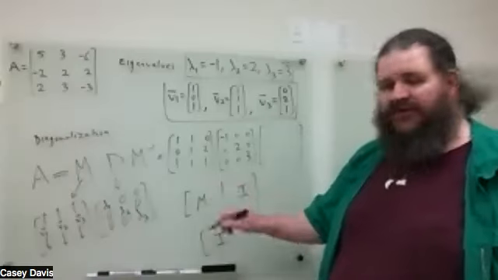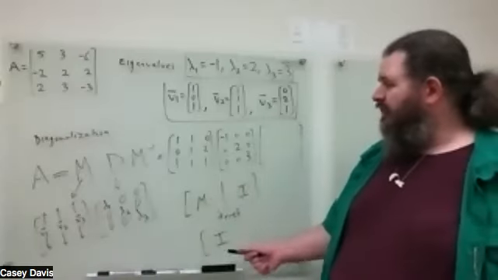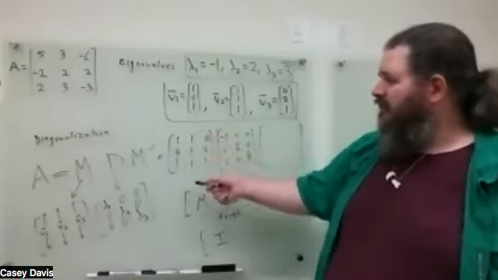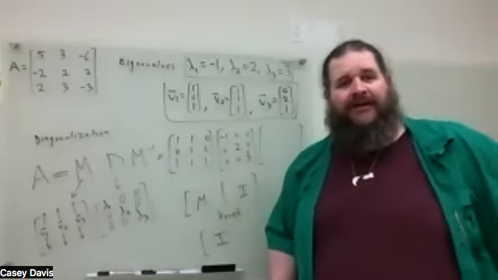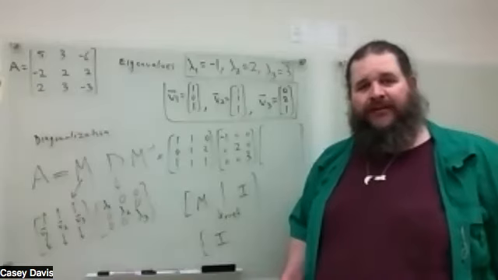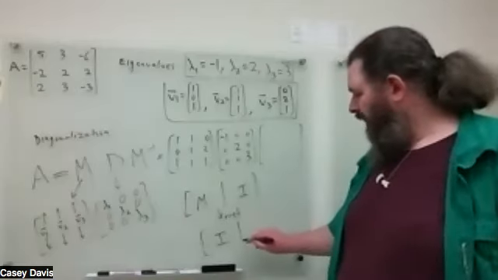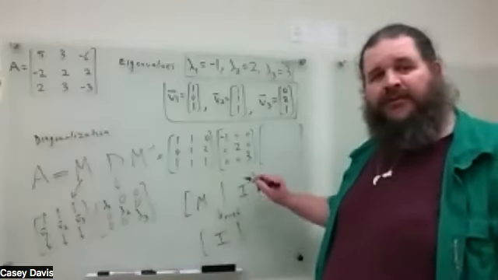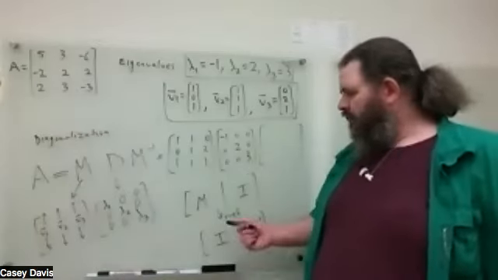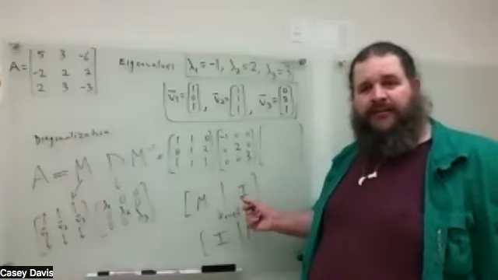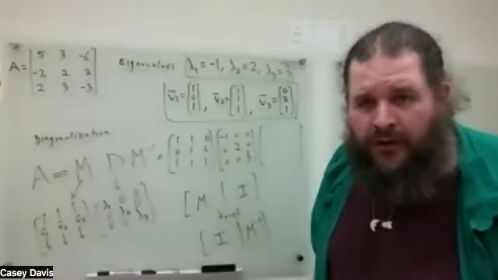If it doesn't, then M is not invertible. But this should be invertible as long as you have as many linearly independent eigenvectors as the width of the matrix. And then when you reduce that to the identity matrix, the right side will turn into M inverse. So that's one way to do it. Augment with the identity matrix, row reduce.